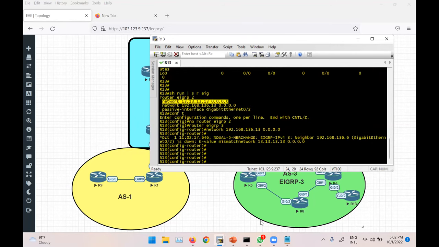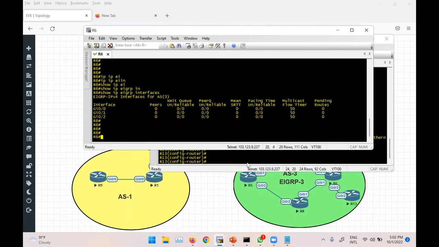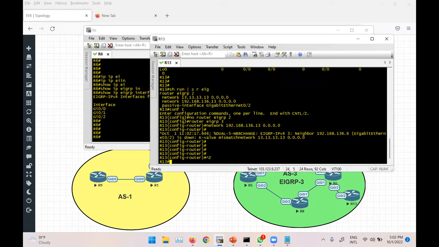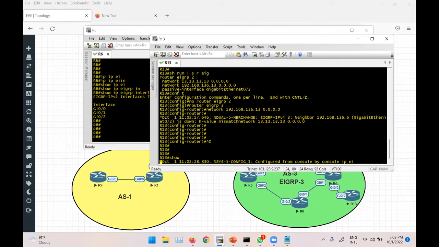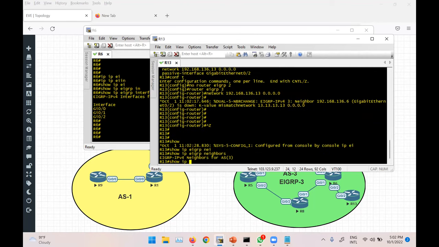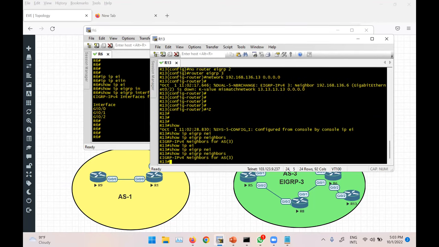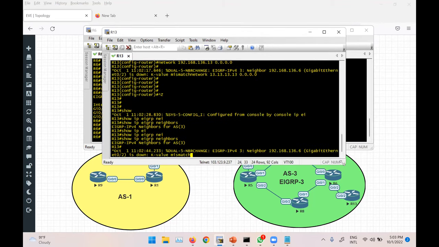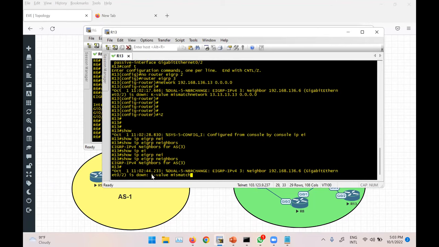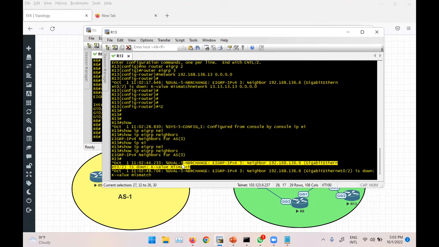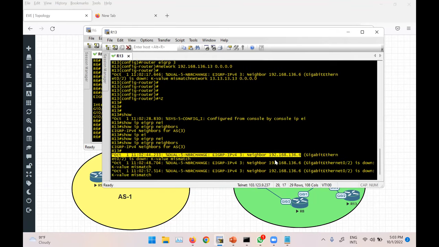Okay, now if you see on R6 or R13, show IP EIGRP neighbor, you are not getting any neighbor still, but you are getting one message here. See, there is a mismatch in K value with your neighbor, that is 136.6. So I will check that.